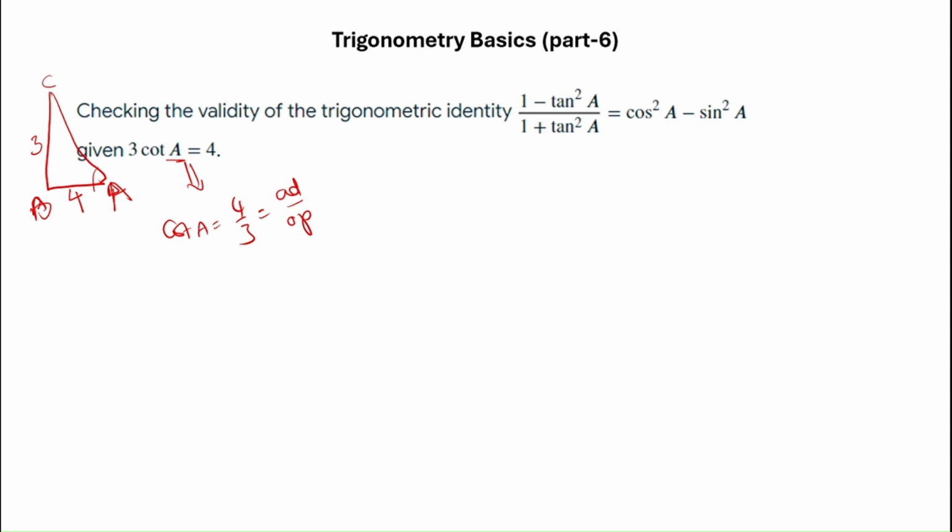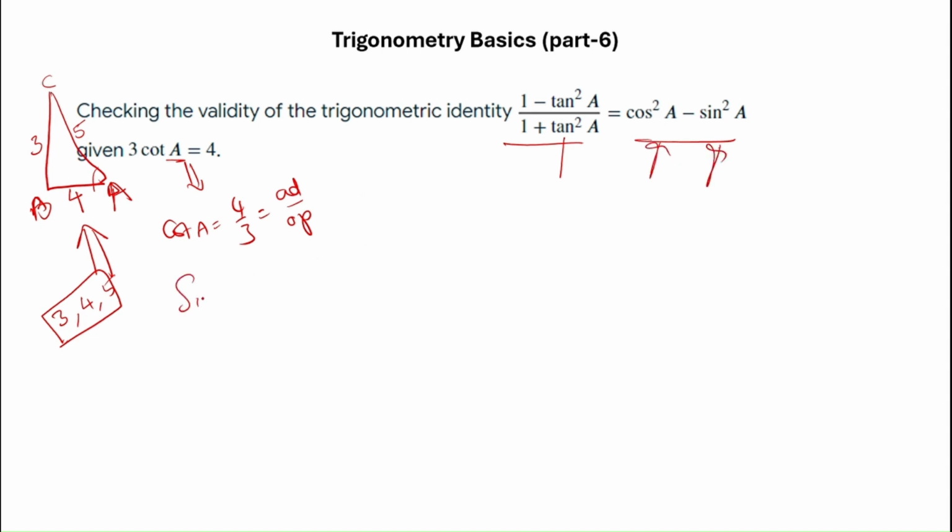So like the similar previous problem, we know the two sides. So the hypotenuse is the square root of 4 square plus 3 square. So therefore it is 5. Now for this right angle triangle, I know the opposite side is 3, the adjacent side is 4 and the hypotenuse is 5. So three sides I know, so I can find any of the trigonometric ratios. Now we have to prove this identity. So I have to find the value of tan A and the value of cos A as well as sin A.